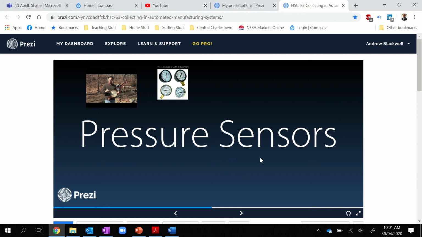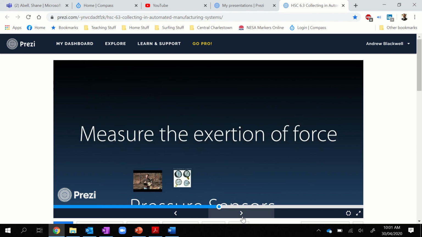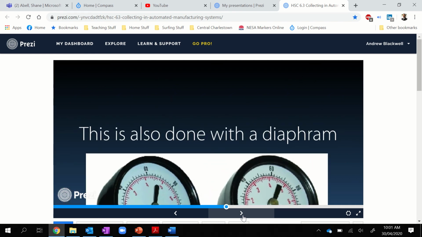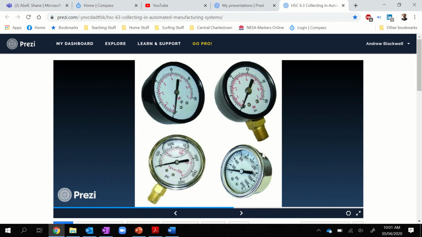The next one is pressure sensors, and they measure the exertion of force. I've got a couple of examples. They also measure it using a diaphragm. In this diagram, you can see this little bubble here. Inside is water, and it measures the PSI, pounds per square inch, or kilograms per centimetre squared. This is a gauge that actually measures that. Pressure sensors are used for even a simple thing like measuring the amount of air that is in a tyre. So we use a pressure gauge for that.